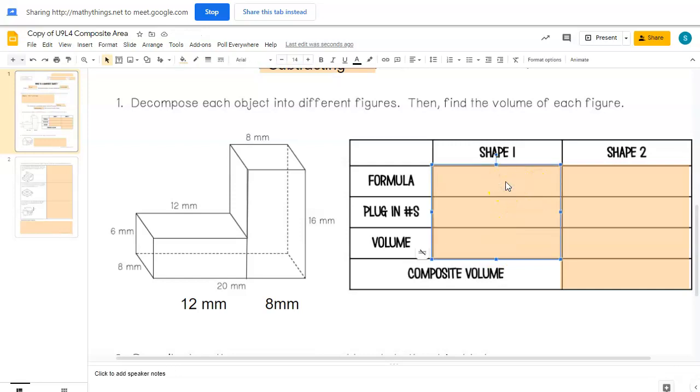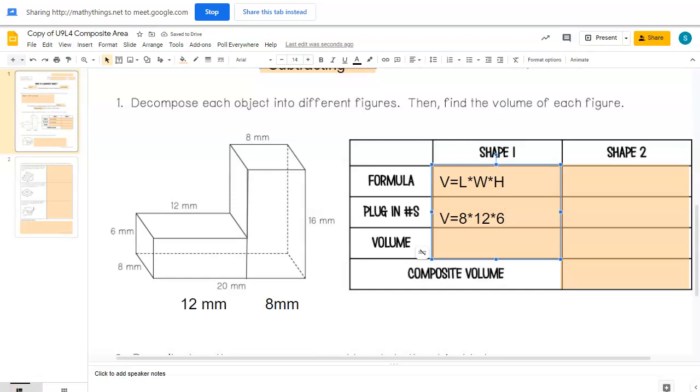Now, both of those are rectangular prisms. The volume formula for a rectangular prism is always the area of the base times the height, but that becomes length times width times height. So for this first one over here, it's 8 by 12 by 6. So our volume equals 8 times 12, that's our base, times 6, our height.